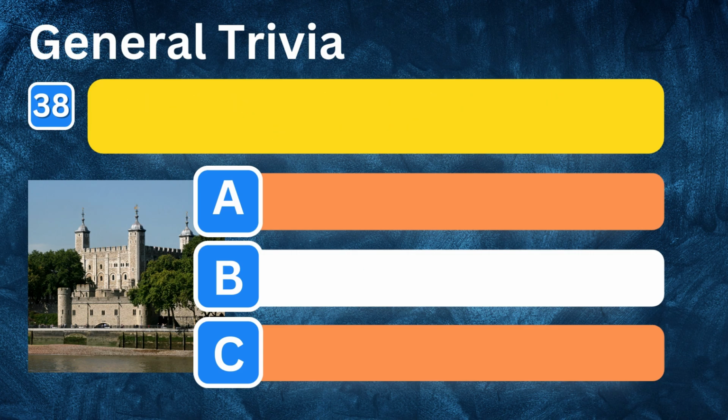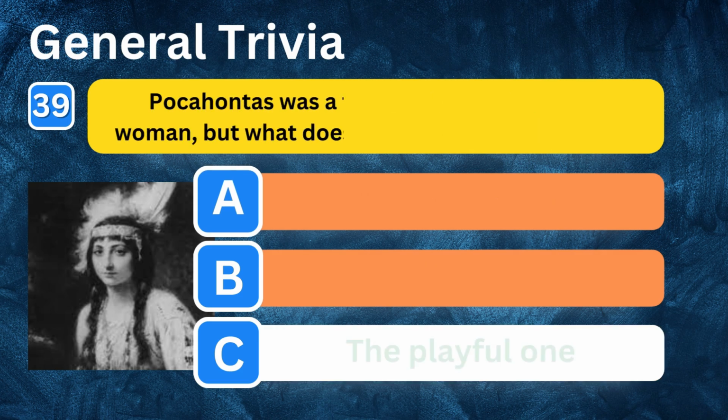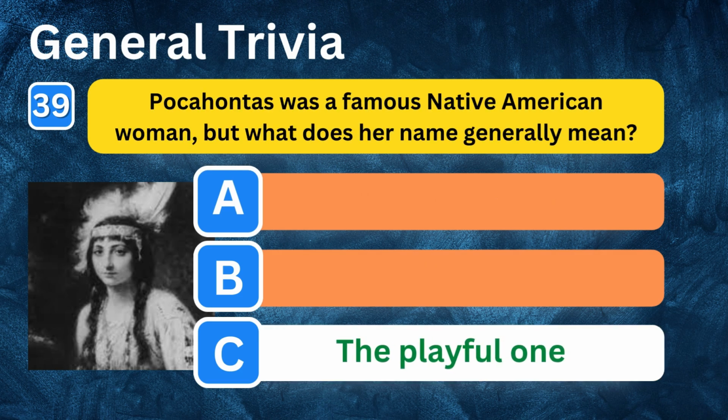Question number 39. Pocahontas was a famous Native American woman, but what does her name generally mean? Is it the young one, the chosen one, or the playful one? And the answer is the playful one.